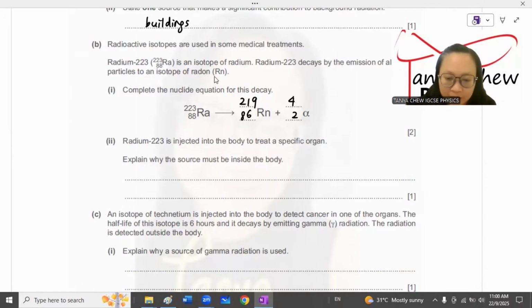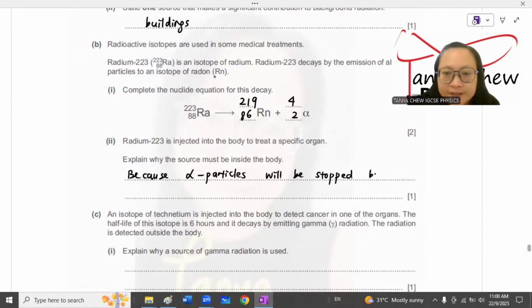So I'm going to explain, right? You might want to say because alpha particles will be stopped by skin. Maybe your skin will stop it from penetrating into your body.